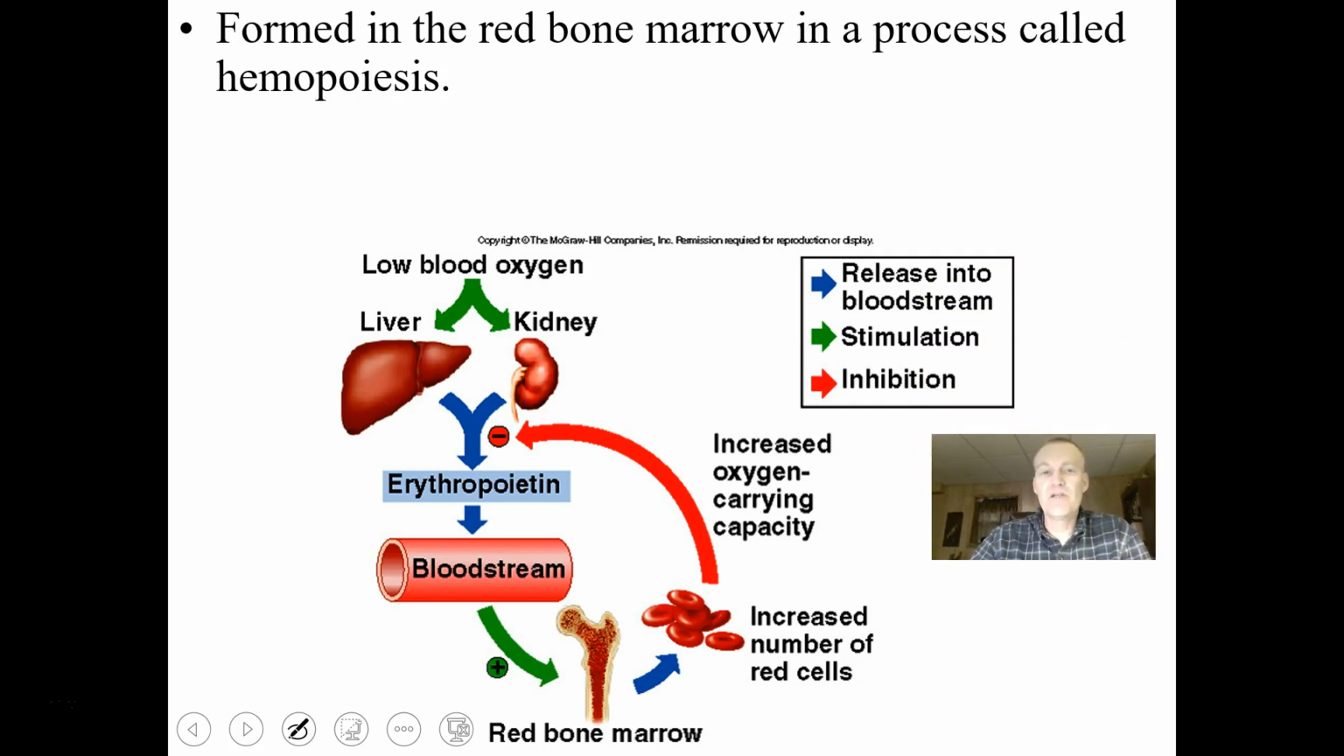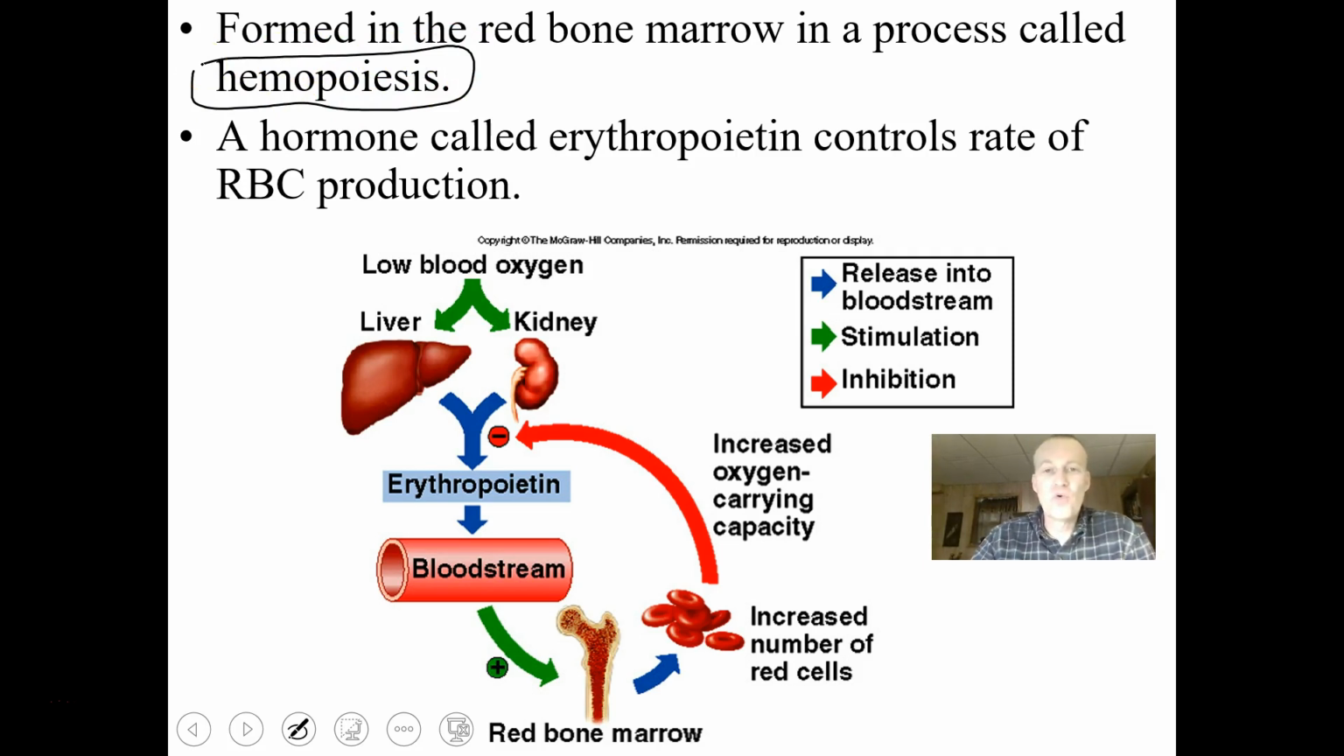Now, red blood cells are going to be formed in adults in the red bone marrow, and this is in a process called hemopoiesis, so the formation of blood. There is a hormone called erythropoietin, okay, that's going to be the signal to the red bone marrow to produce red blood cells. So the way that erythropoietin is made is by looking at this chart. We can follow that little sequence and see how it is produced.